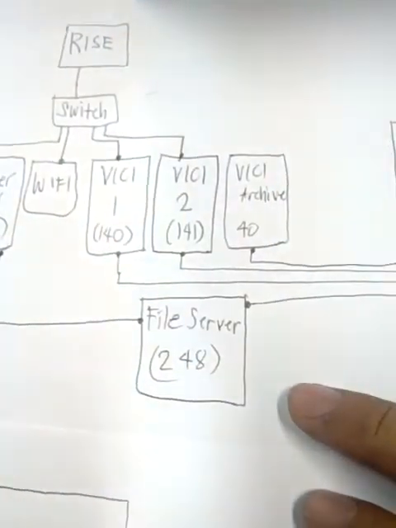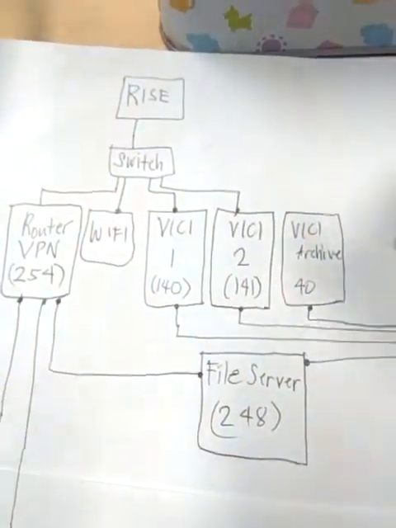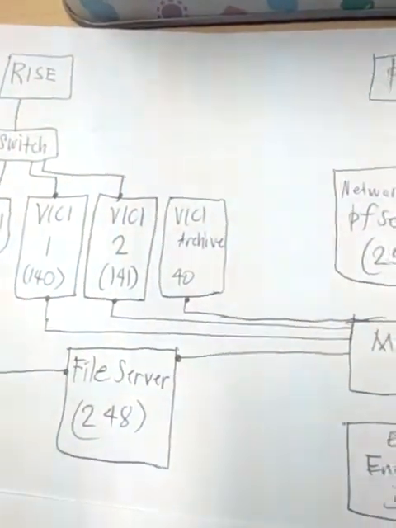So we have the file server, which is 248. The local IP is 248. I guess this is routed with 252 or 254. It depends on the changes.